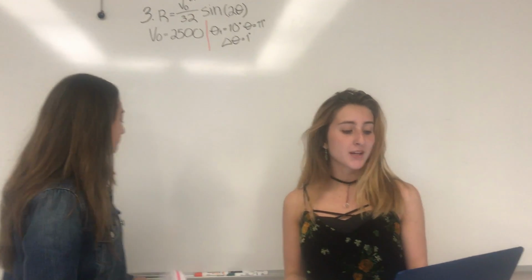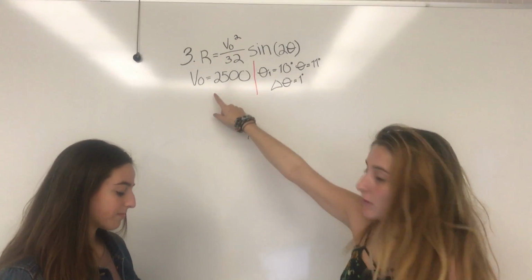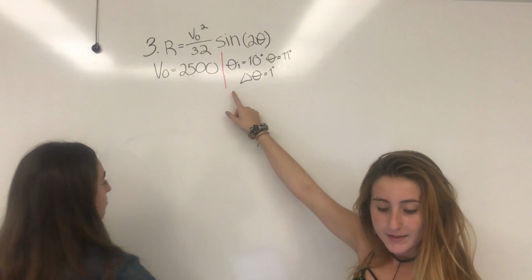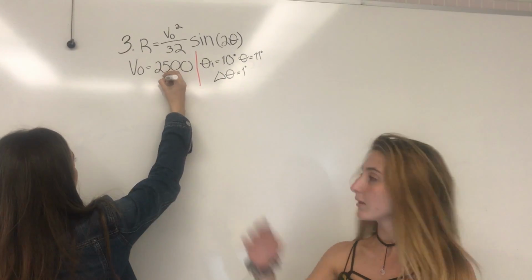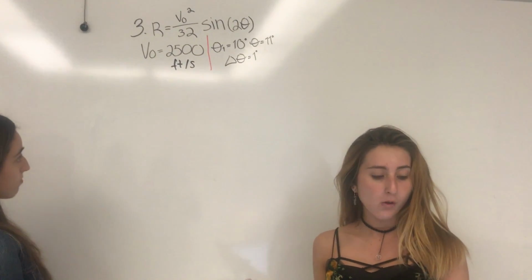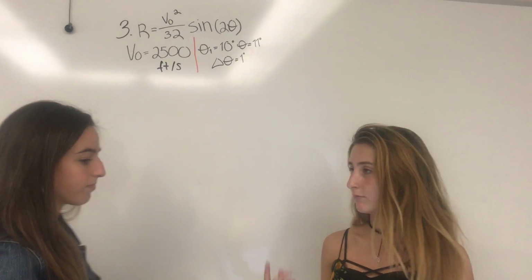The range of a projectile is expressed by this function, where V0 is the initial velocity in feet per second, and the angle is the angle of elevation. In this case, it was changed from 10 degrees to 11 degrees. First of all, we have to find the change in the range of the projectile.